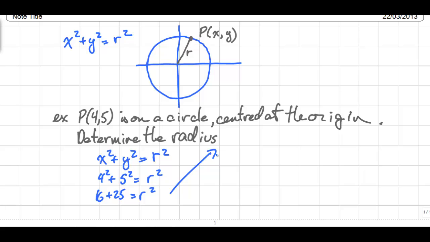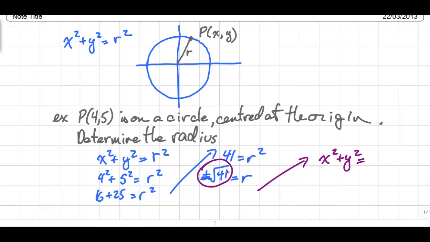16 and 25, that's 41, is equal to r squared. And when I take the square root of that, I get r is equal to positive or negative root 41. But of course the radius is a length, so I'm not going to get a negative value for that. I'm just going to get the positive root of 41. So the equation for that circle would be x squared plus y squared is equal to the radius squared, which is 41.